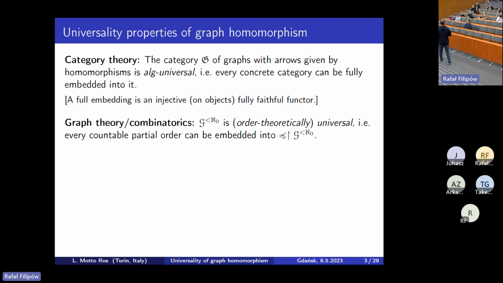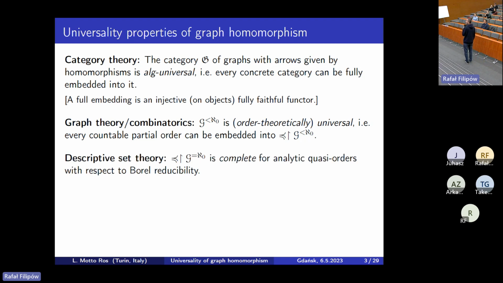Then, of course, there are things related to orders, so more combinatorial. For example, there is a nice result saying that finite graphs are order-theoretically universal, meaning that every countable order can be embedded into the partial order induced on the quotient by graph homomorphism, okay? This is a countable order, and it's universal because it embeds all other countable orders.